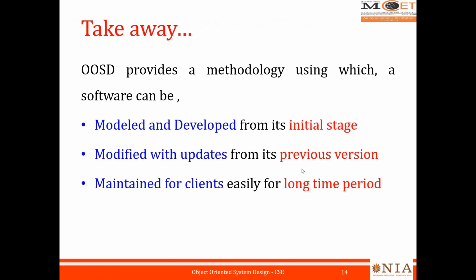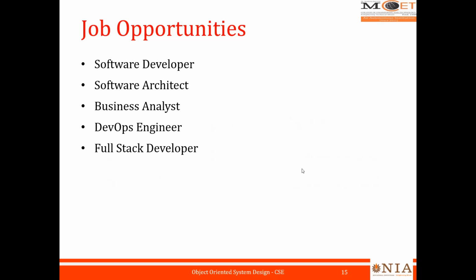The major takeaway is that OOSD provides a methodology using which software can be modeled and developed from its initial stage. Not only from the initial stage, but from a previous version also, it could be modified with updates, and it could be maintained easily for clients for a long period. As for job opportunities, once you know object-oriented system design, you could get a job in any software development area, such as software developer, software architect, business analyst, DevOps engineer, or full stack developer.